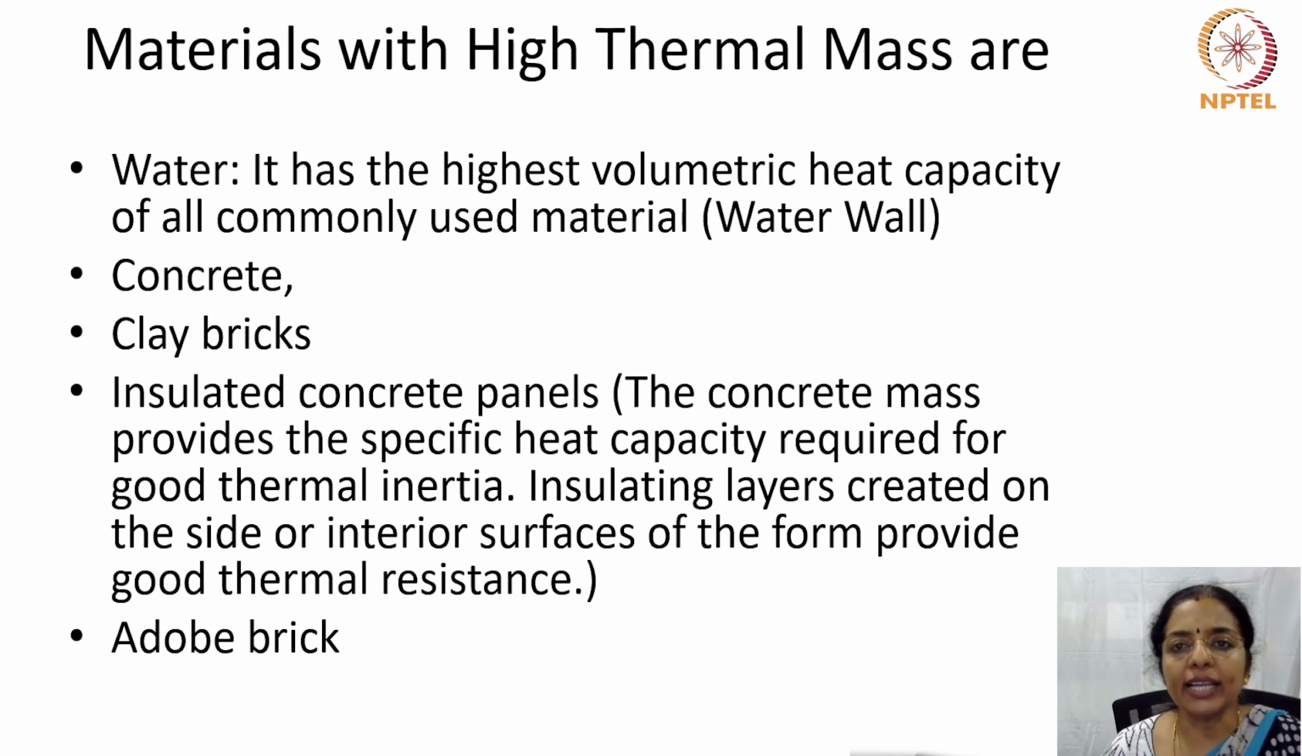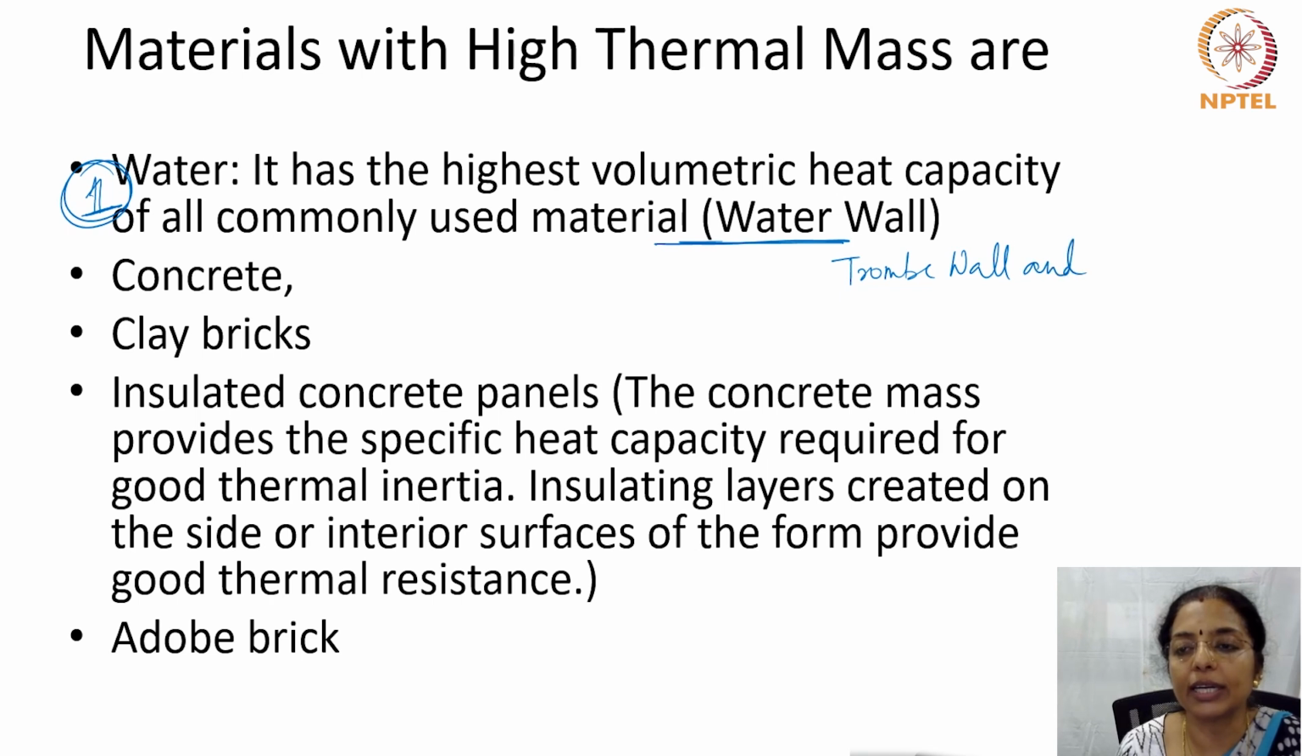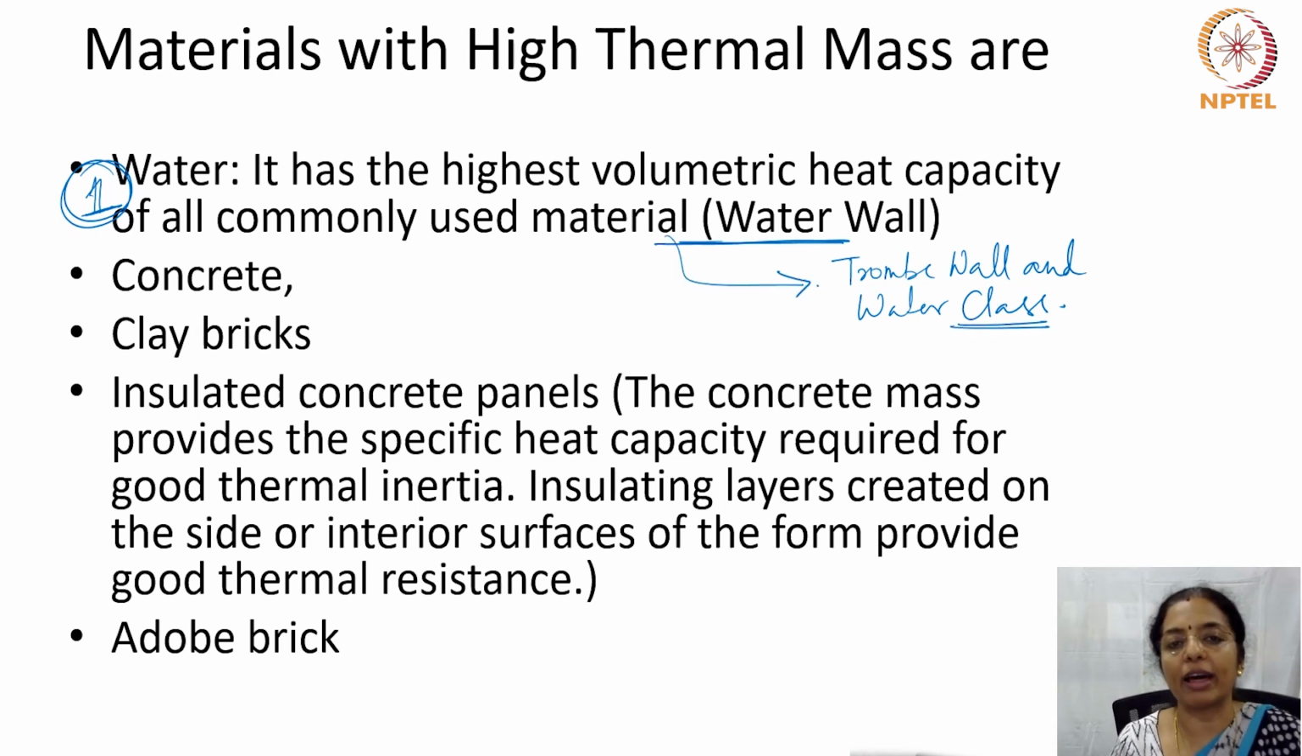So what are the materials with high thermal mass? They are water. Water has the highest volumetric heat capacity of all commonly used materials, and therefore we use it even in the water wall. You remember the Trombe wall and water wall class. In this class, or lecture, this concept would have been mentioned by me.